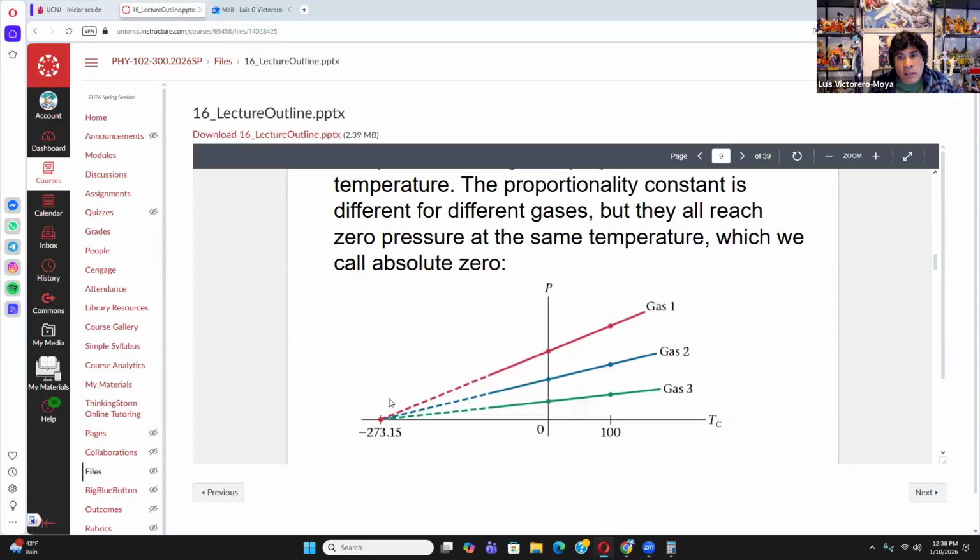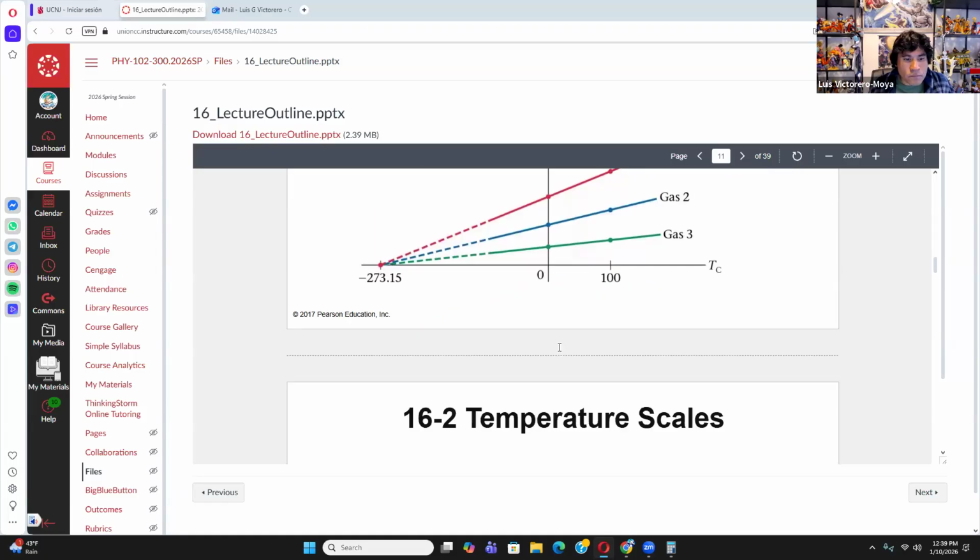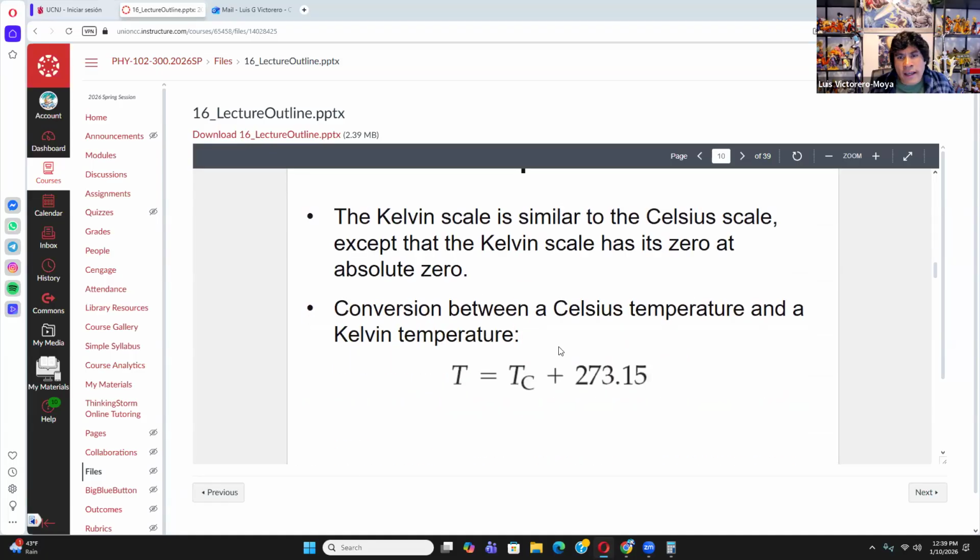When those particles stop moving, which is kind of abstract because we have never been able to reach that in a lab, but theoretically, when the average kinetic energy of particles is zero, that's when we reach absolute zero, which is 0 Kelvin or negative 273 Celsius. That is how we define the Kelvin scale. The Kelvin scale is equal to the Celsius scale plus 273, which is why 0 Kelvin is negative 273.15 Celsius.